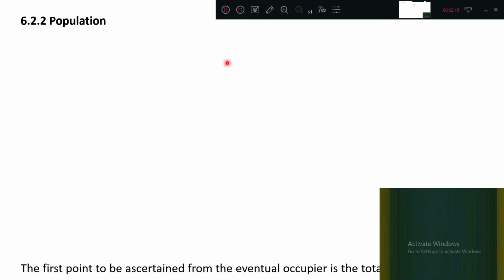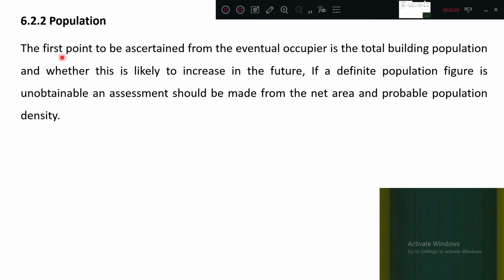Population. What do you mean by this population? The first point to be ascertained from the eventual occupier is the total building population. So very important term. What is the total population, how many people are going to use it, and what is the peak period, peak population. Whether this is likely to increase in future, that is future demand is also kept.